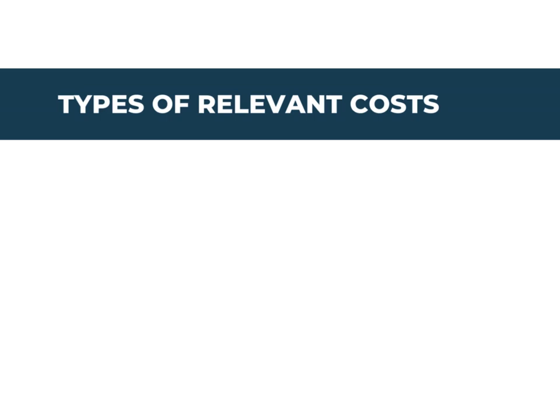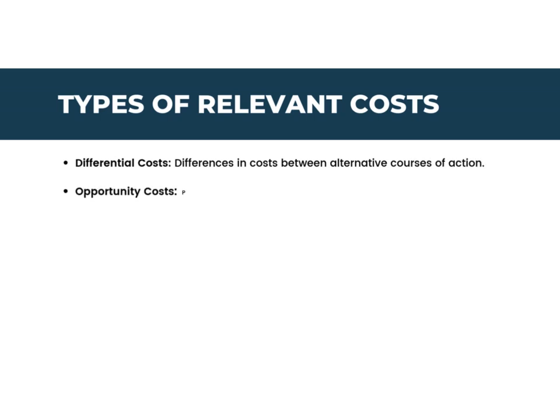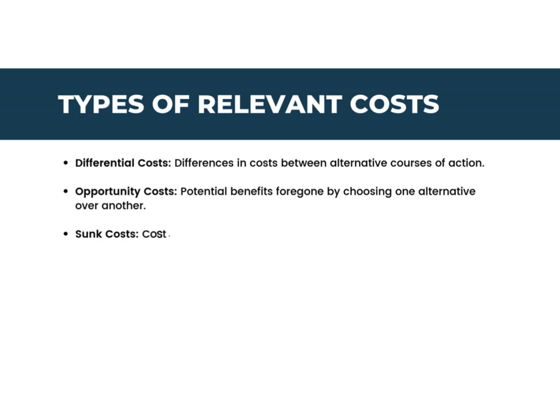There are four main types of relevant costs to consider when making business decisions. First, differential costs. These are the differences in costs between two or more alternatives. If the cost changes depending on the option chosen, it's a differential cost. Second, opportunity costs. These represent the benefits you give up by choosing one option over another.